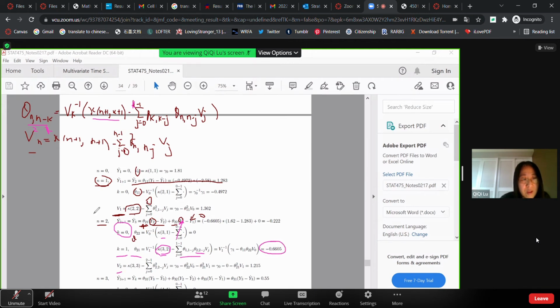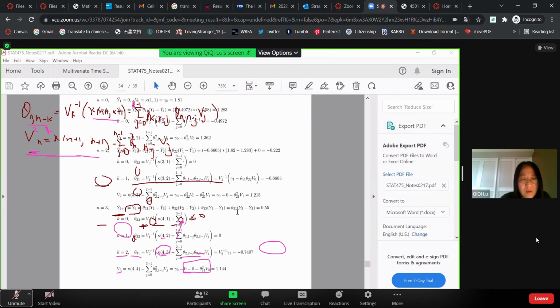And V2 is right here. That's kappa 3, 3 minus, so n minus 1, n is 2, so that's 1. So 0 to 1, two terms right here. J equals 0, that's theta 2, 2 squared V0, minus j equals 1, that's 2 minus 1 is 1, so that's theta 2, 1 squared V1. So you just follow this one here and calculate V3, n equals 3.